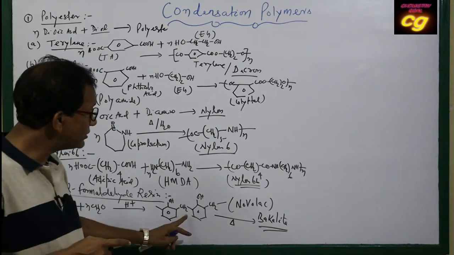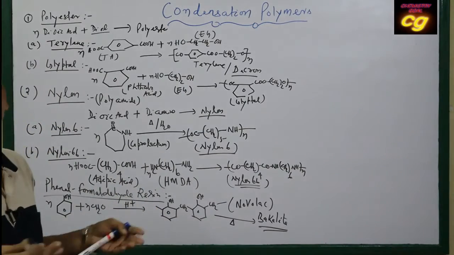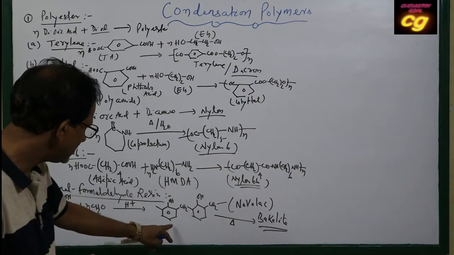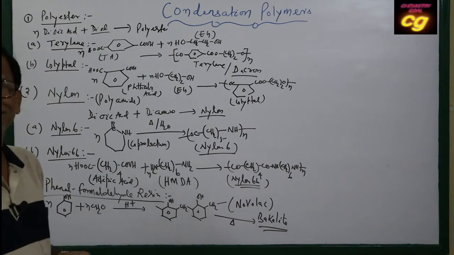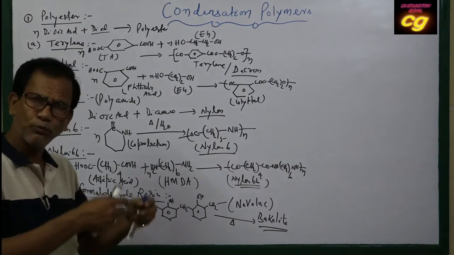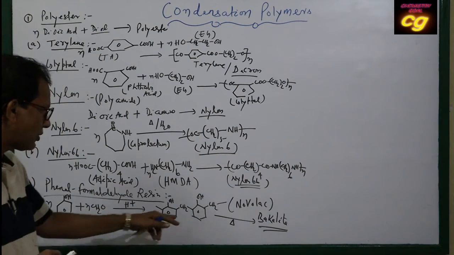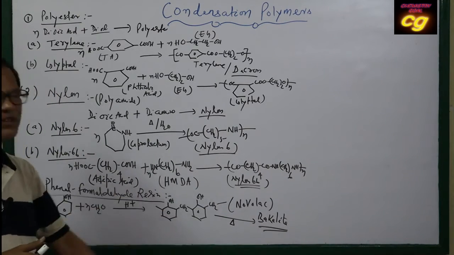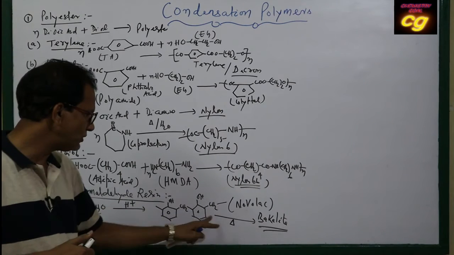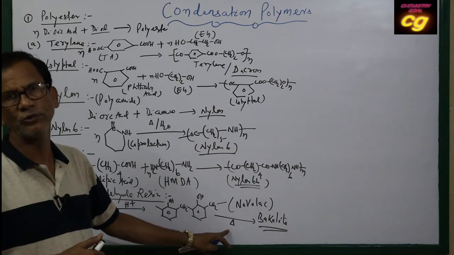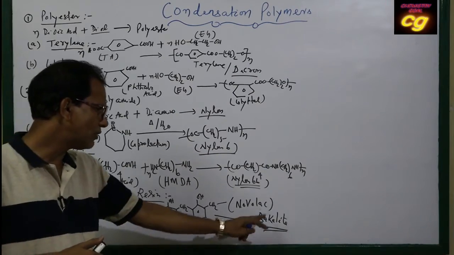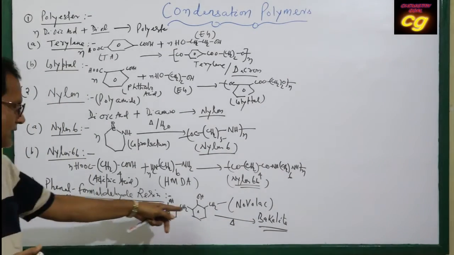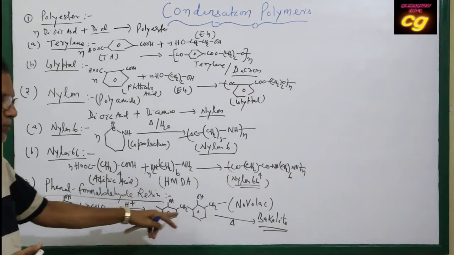But when this linear chain converts to a branched chain, suppose this is the ortho position, then the para position can also be attached. So when both ortho and para positions are substituted by formaldehyde, it produces bakelite. It is possible in the presence of heat. When we heat the Novolac, it converts to bakelite. So phenol formaldehyde resin, you know, is called bakelite.